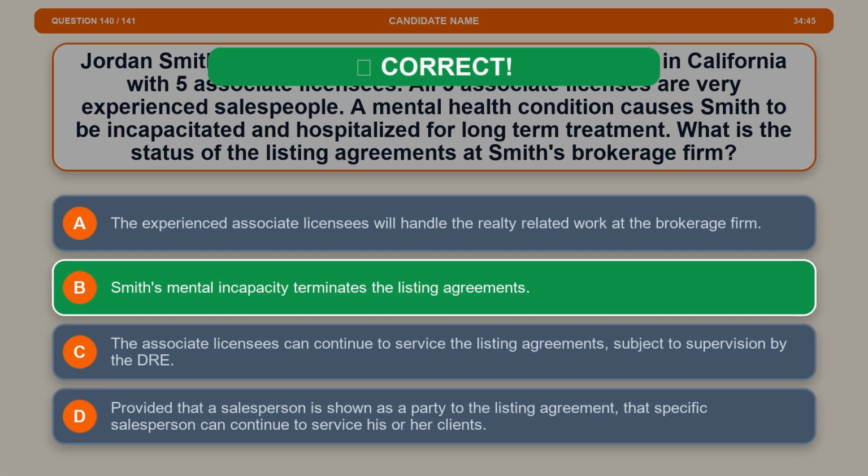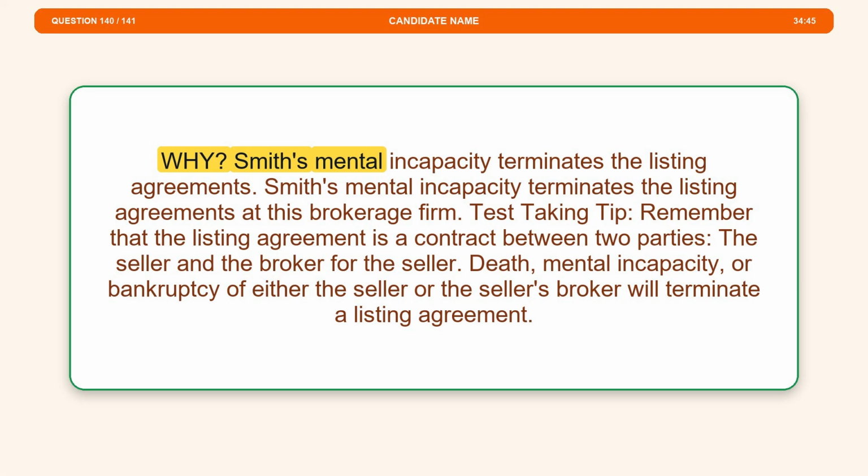The correct answer is option B. Smith's mental incapacity terminates the listing agreements at this brokerage firm. Test-taking tip. Remember that the listing agreement is a contract between 2 parties, the seller and the broker for the seller. Death, mental incapacity, or bankruptcy of either the seller or the seller's broker will terminate the listing agreement.